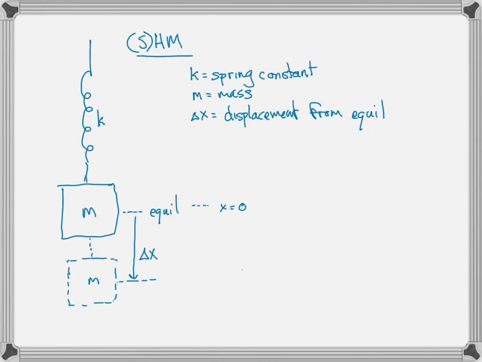But in general, for simple harmonic motion, we've got things like amplitude, right? Amplitude, which is abbreviated A, in general for simple harmonic motion, is the maximum displacement from equilibrium. So what do I mean by that?